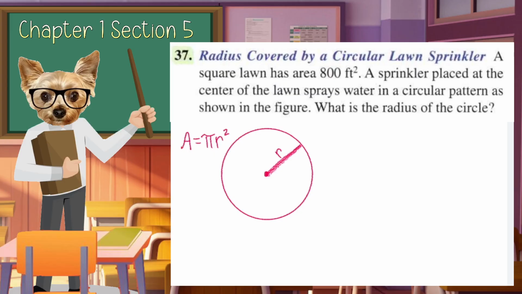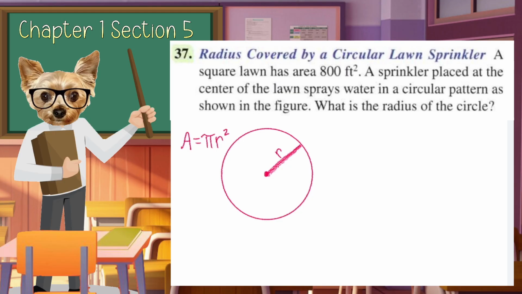All right, a square lawn has an area of 600 square feet. A sprinkler placed at the center of the lawn sprays water in a circular pattern as shown in the figure. What is the radius of the circle? Okay, so I did not crop the picture that they provided, and I'm assuming that has some important information. So let me grab that. Okay, I see it. So let's draw in what we're missing.